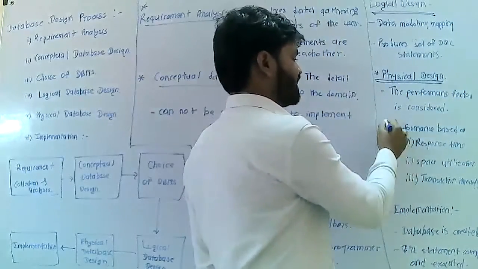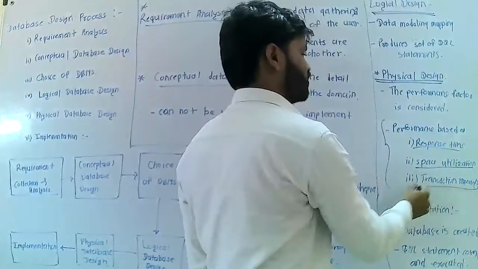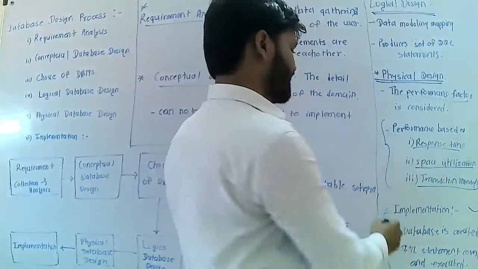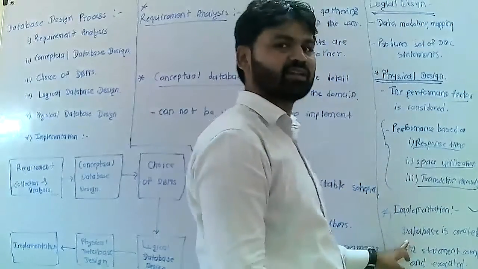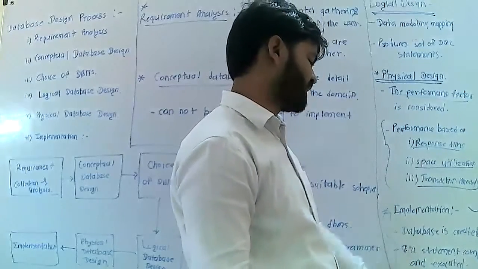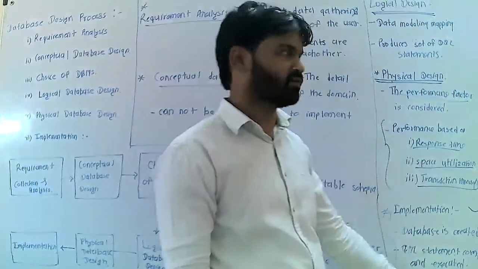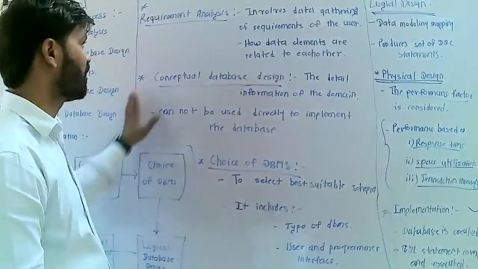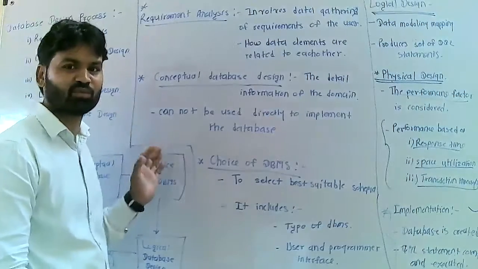In these three factors, response time, space utilization and transaction throughput, are considered in your performance measure. Then the last one is your implementation stage. In this stage, your database is created by using different DDL statements, and you can modify your database by using different DML statements or DML commands. So this is all about your database design process. All these six stages are required.